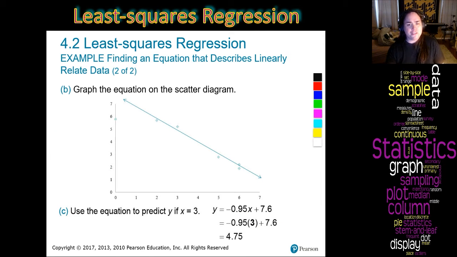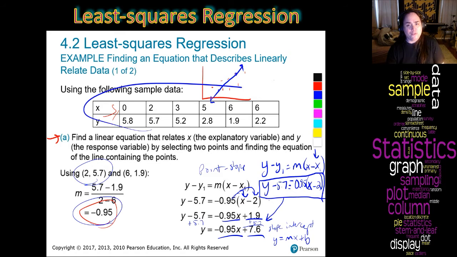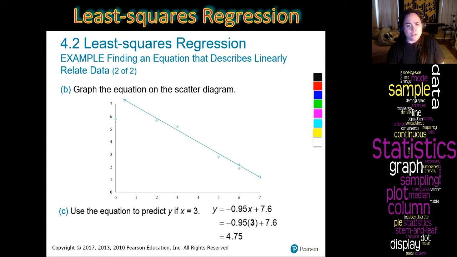So here's that situation. Here is the data from this table graphed onto a scatter plot. We got a point here, got a point there, one right there, one right there, one right there, one right there, and one right there. That doesn't look quite right. There was supposed to be a point at 2, 5.7. Oh.